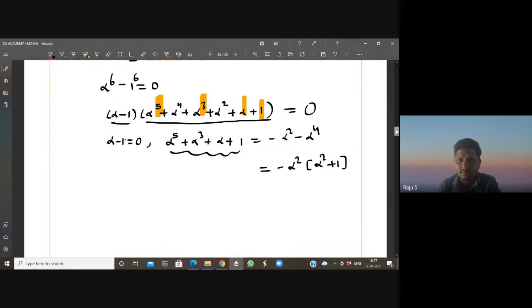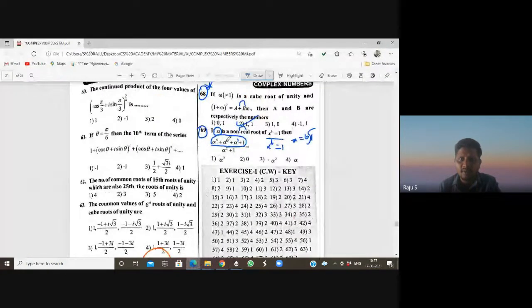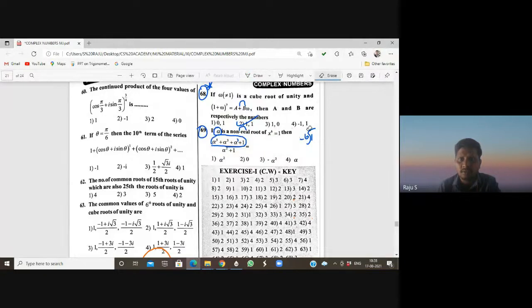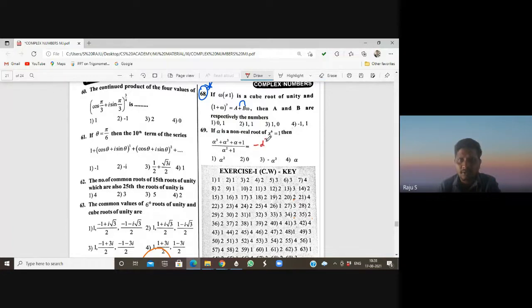So now, in the numerator, in place of alpha power 5, alpha cube, alpha, I need to substitute. The answer is minus alpha square, sir. Yeah, obviously minus alpha square into alpha square plus 1 by alpha square plus 1 get cancelled. This is minus alpha square. See, students, with the help of this I found alpha power 5, 3, 1, alpha 1 and I substituted here. That's it. The answer is minus alpha cube.